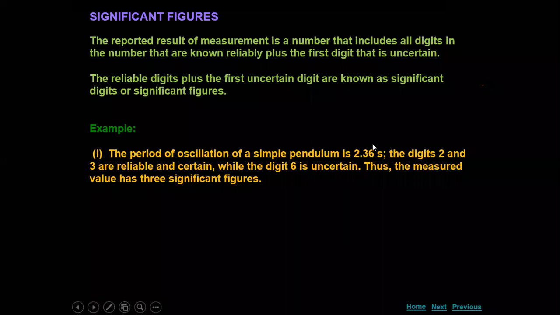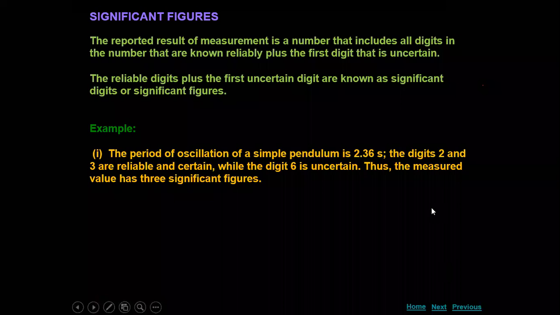That's the reason this last digit is uncertain. We cannot say this much only. Whereas the 2 and 3 digits are certain, so these are reliable. We can believe in the 2 and 3, whereas the 6 we cannot believe, it may change. So 2 and 3 are reliable, and 6, when we come from backward, is the first uncertain digit. Both combined, reliable plus uncertain digits, we call significant figures.